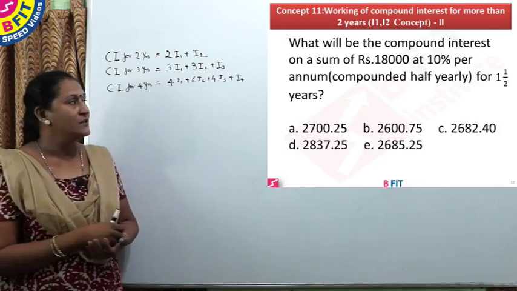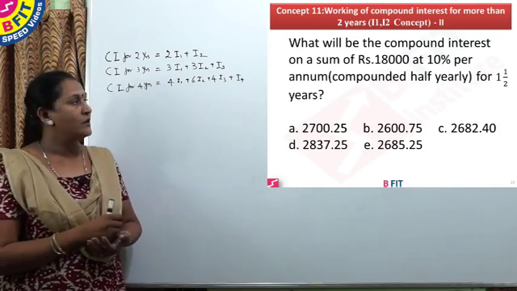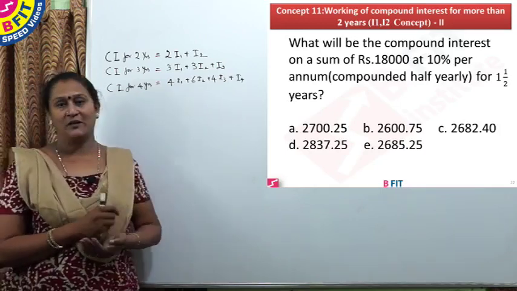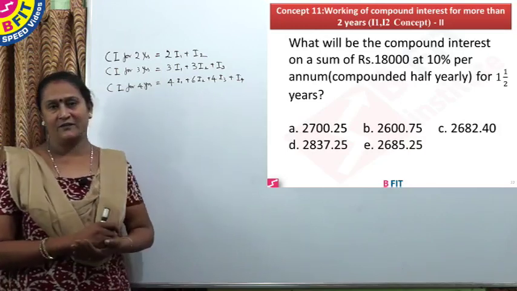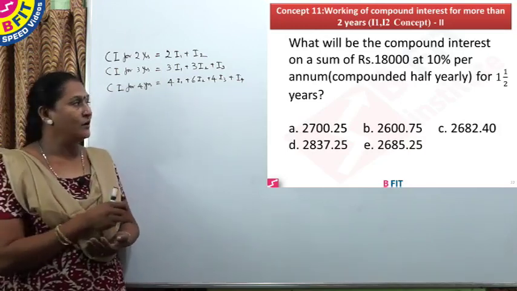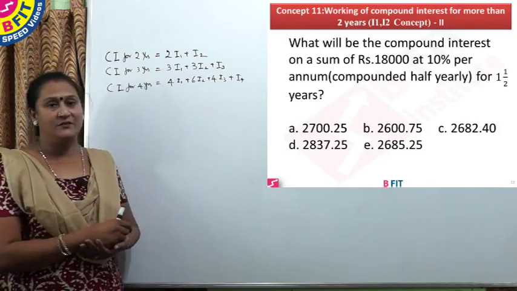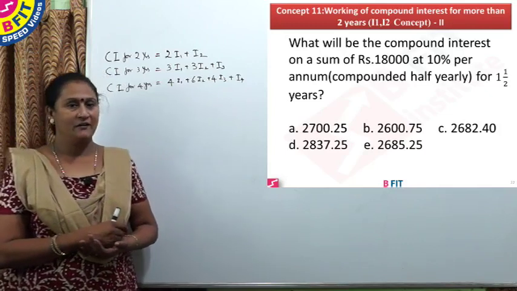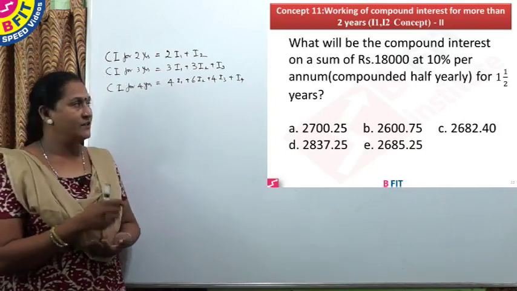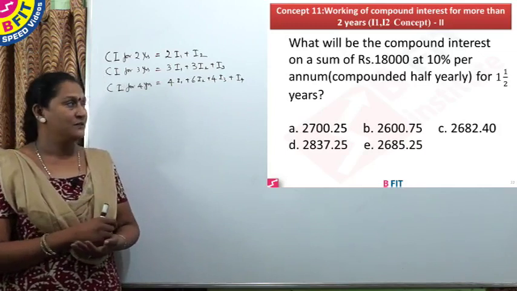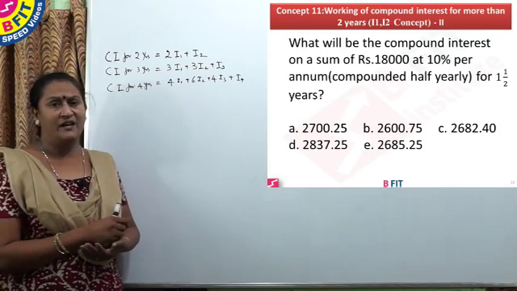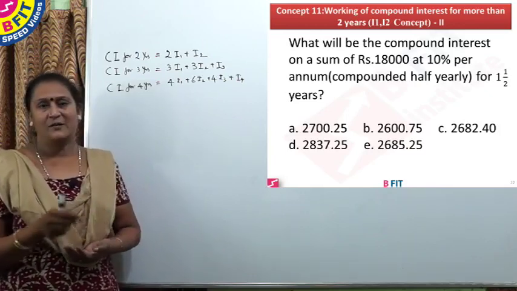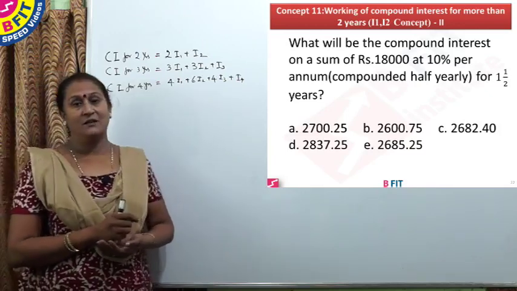Here the question is, what will be the compound interest on a sum of rupees 18,000 at 10% per annum compounded half-yearly for 1.5 years? Please note, here the period asked is half-yearly. Half-yearly means for every 6 months interest is calculated. The rate which they have given is 10%, which is for 12 months. So for 12 months, if the rate is 10%, what will be the rate for 6 months? It will be half of that, 5%. And the period they have mentioned is 1.5 years.